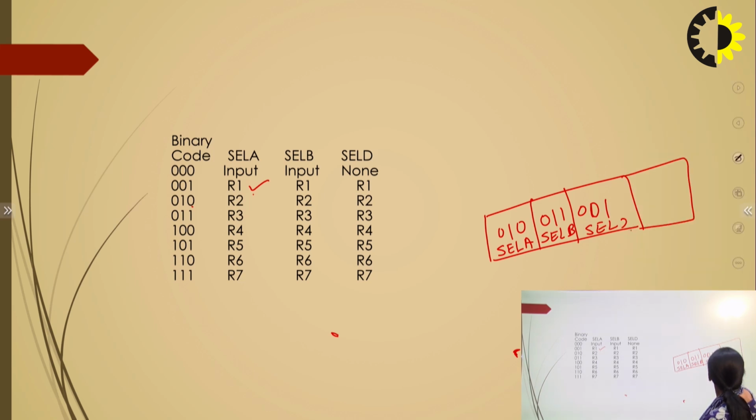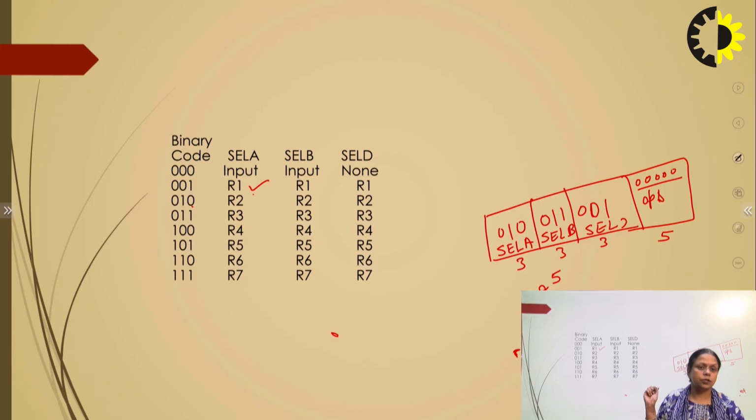Now, the last one is the operation. In this case, the operation is addition, so we will keep the code of the operation. This is a 3-bit code, this is a 3-bit code, this is a 3-bit code, and this is a 5-bit code, because my ALU can perform 2 raised to the power 5 operations. So, for example, 0, 0, 0, 0, 0 is the code for addition. If the operation is different, then we can give a different code here.